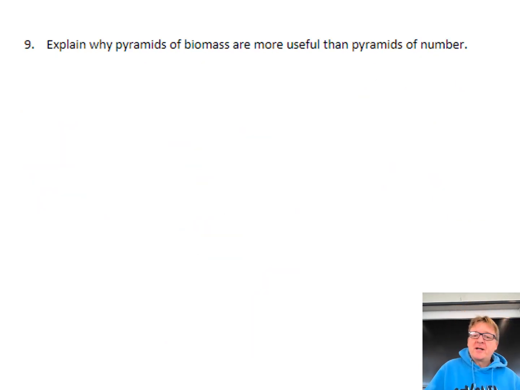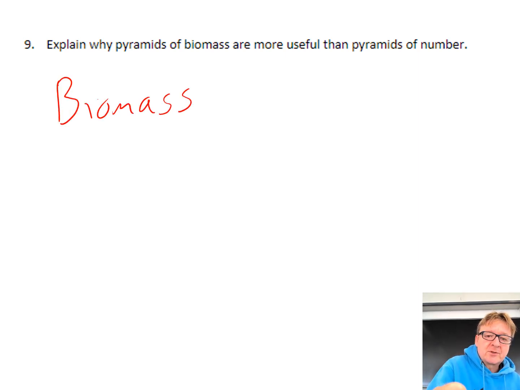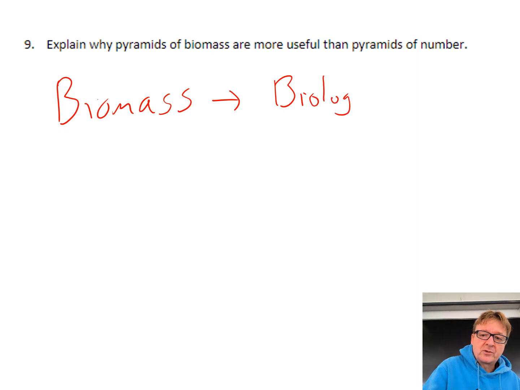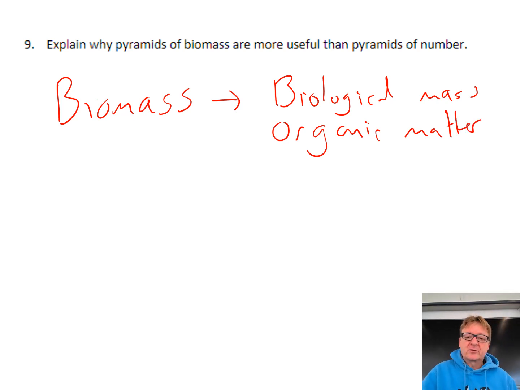Explain why a pyramid of biomass is more useful than a pyramid of numbers. What a pyramid of biomass shows you is the biological mass in a system, the amount of organic matter. So that shows everything. It doesn't matter how big or small it is, it's the mass of everything.